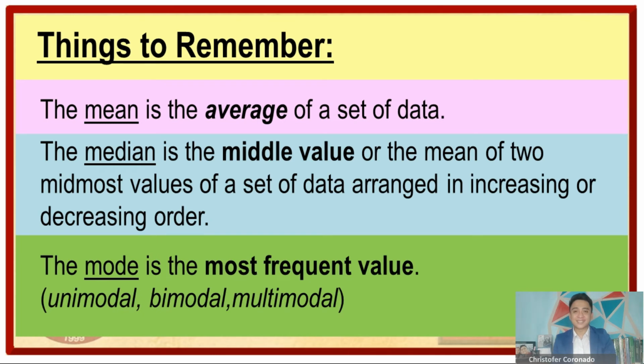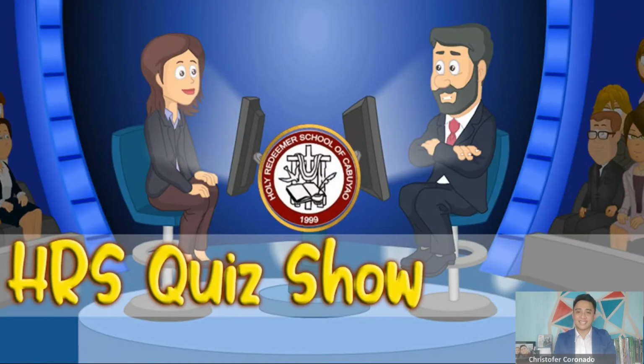Of course, to test whether you really understand the lesson or not, I prepared a 5-item test. So what you need to do is to simply write in the comment section the letter of your answer, and once you get the 5 items correctly, then a certificate will appear. Let's start. Question number 1.